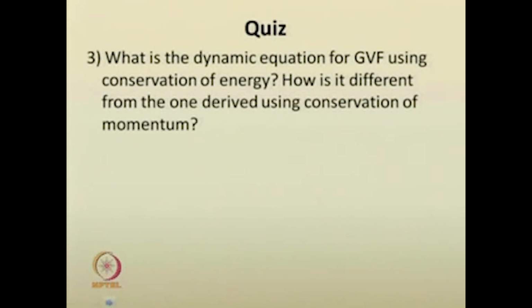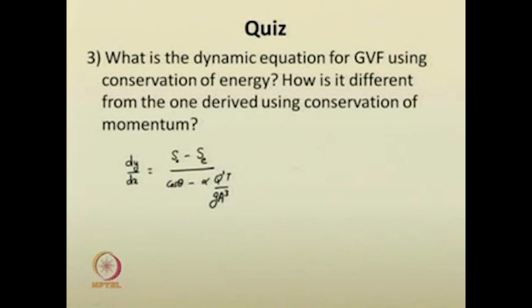The third question asked to you was, what is the dynamic equation for gradually varied flow using conservation of energy. So, this was also derived. Again, dy by dx is equal to S0 minus Se. Please note the difference, cos theta minus alpha Q square T by g A cubed. This is the dynamic equation for gradually varied flow using conservation of energy principle.